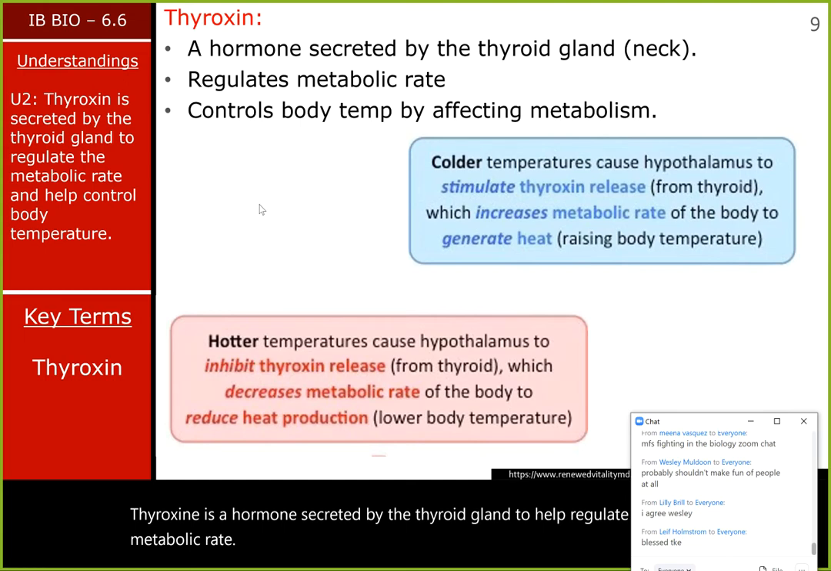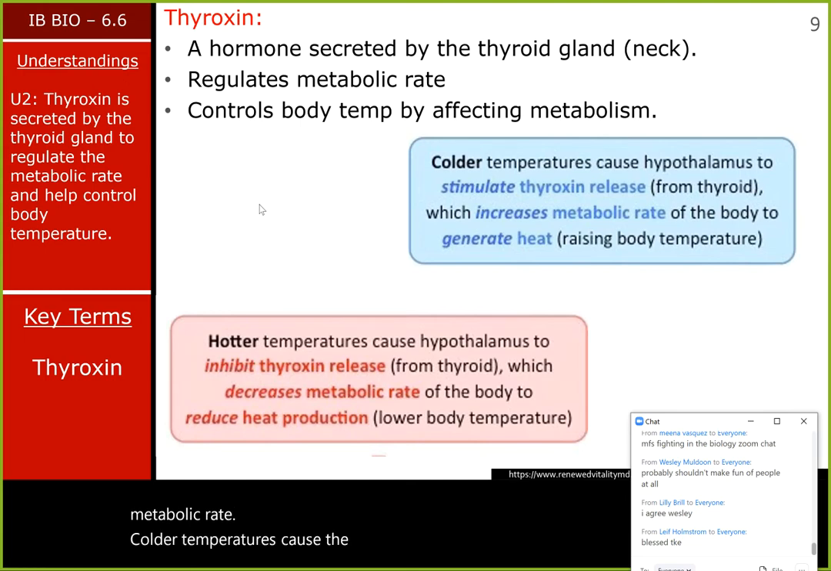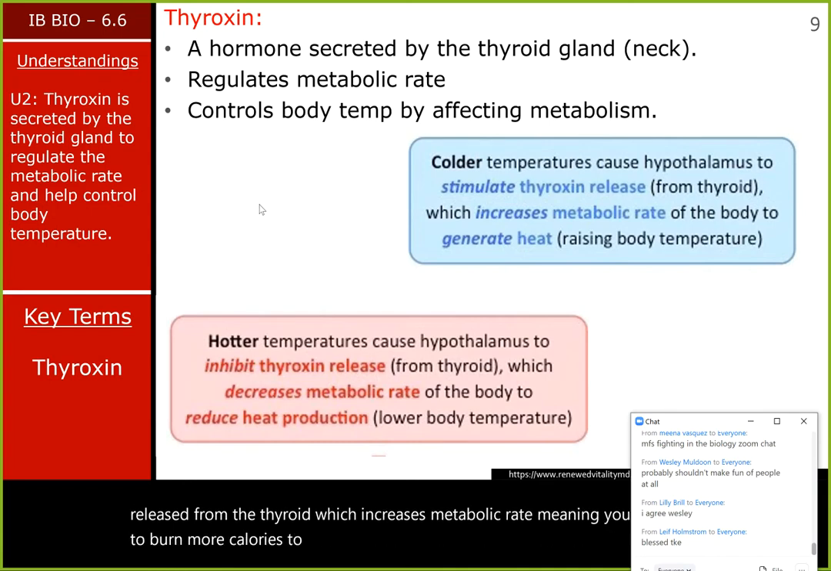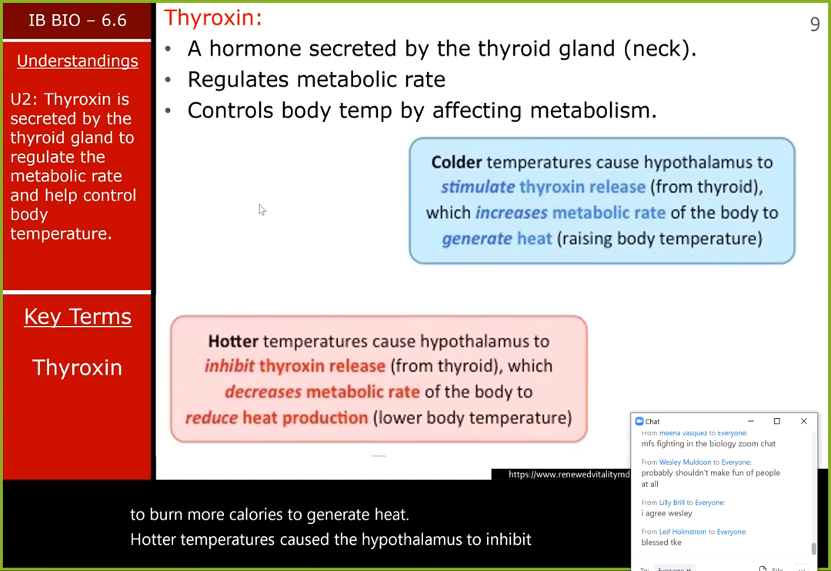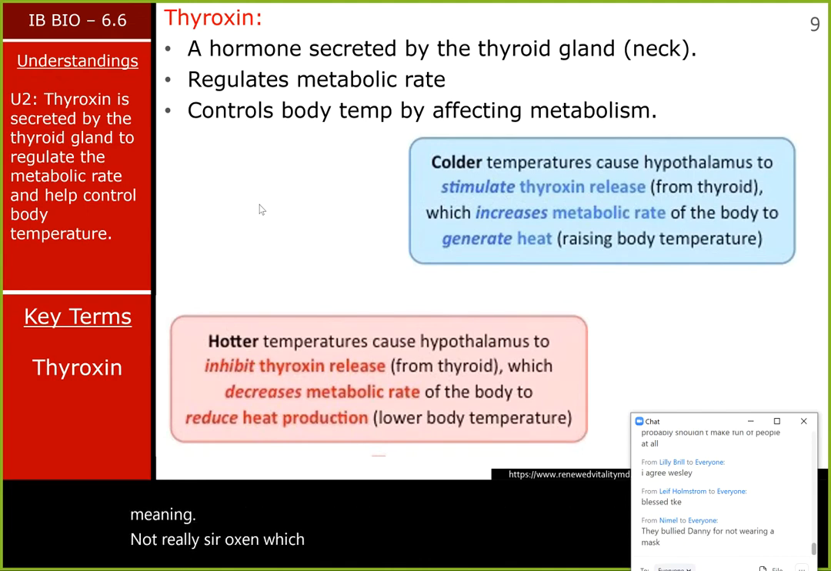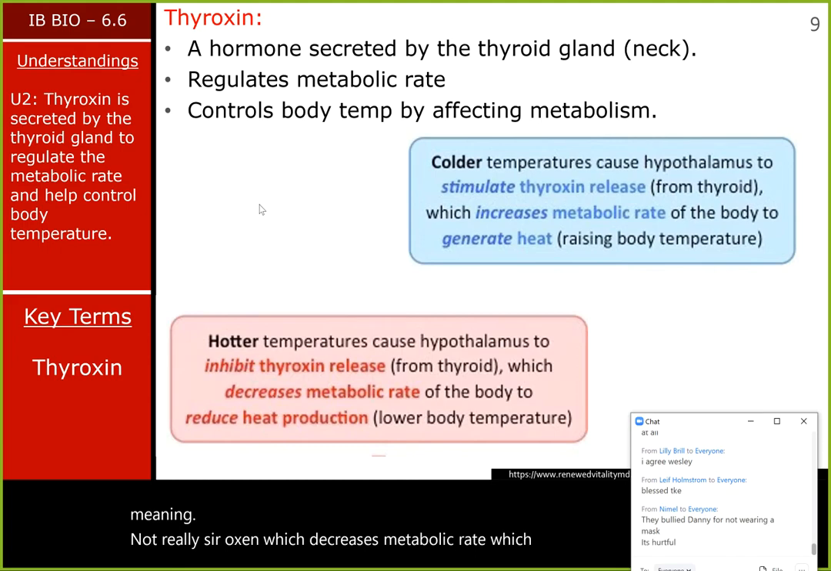Colder temperatures cause the hypothalamus to stimulate thyroxine release from the thyroid, which increases metabolic rate, meaning you're going to burn more calories to generate heat. Hotter temperatures cause the hypothalamus to inhibit thyroxine release, meaning not release thyroxine, which decreases metabolic rate, which reduces the production of heat in the body.